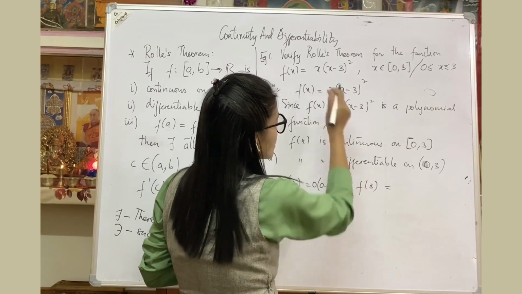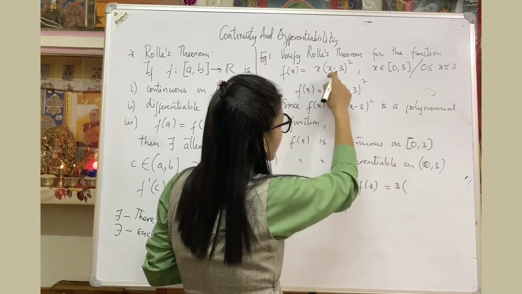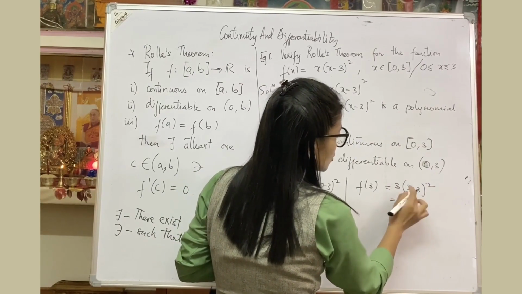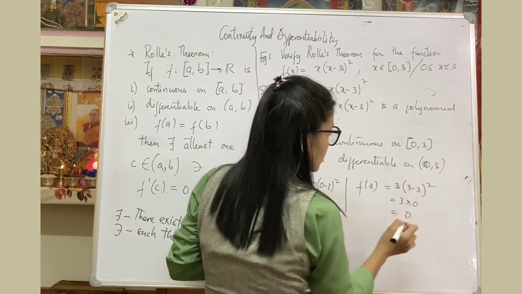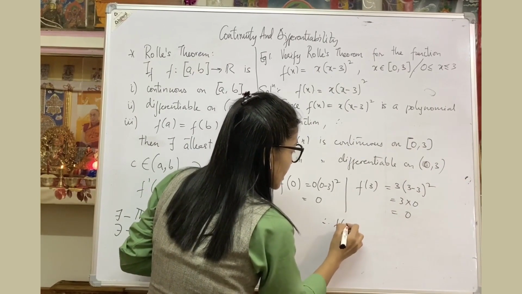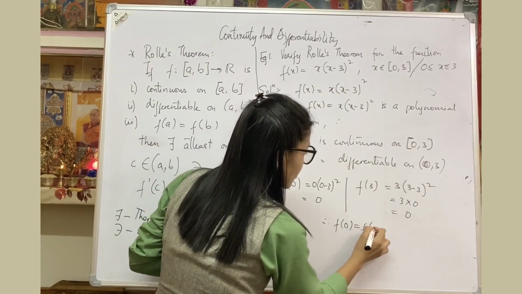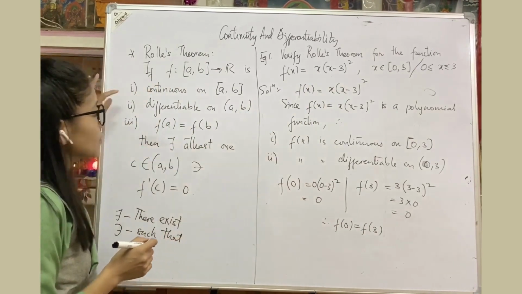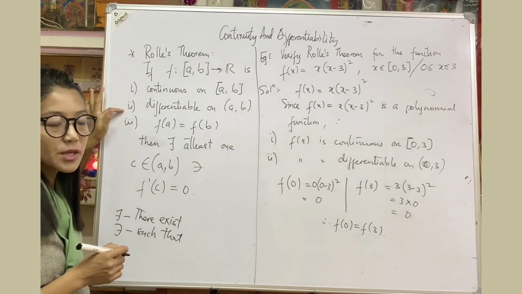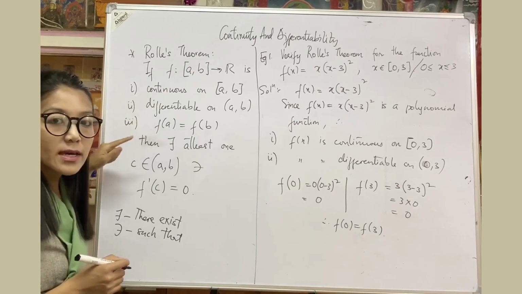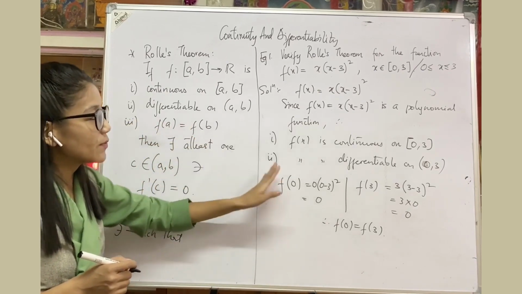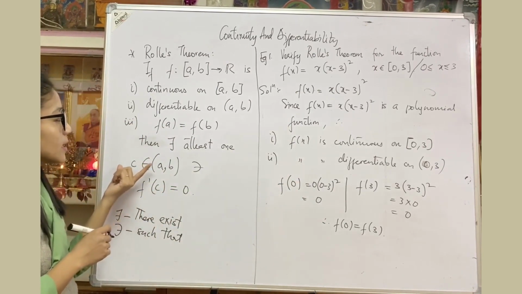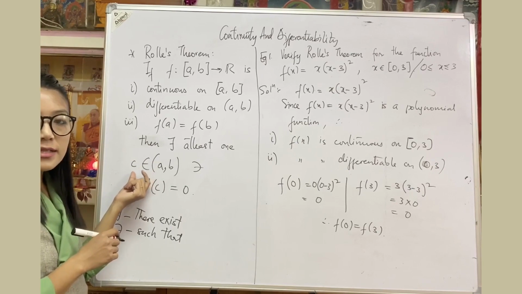f(3) is equal to 3 into (3 minus 3) whole square. So that is 3 into 0, since 3 minus 3 is 0. So again it is equal to 0. Therefore we have f(0) equal to f(3). Now this function satisfies all three conditions: the function is continuous, it is differentiable, and f(0) equals f(3). Now you have to check whether you get such a c in this interval or not.